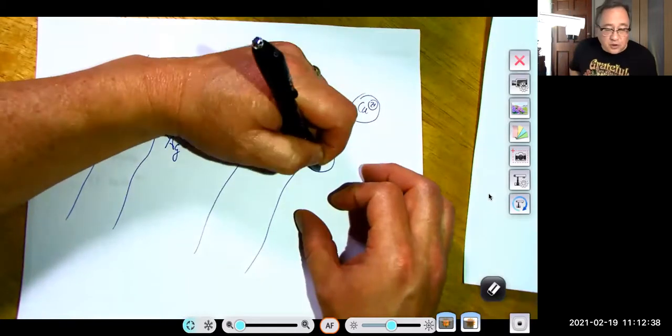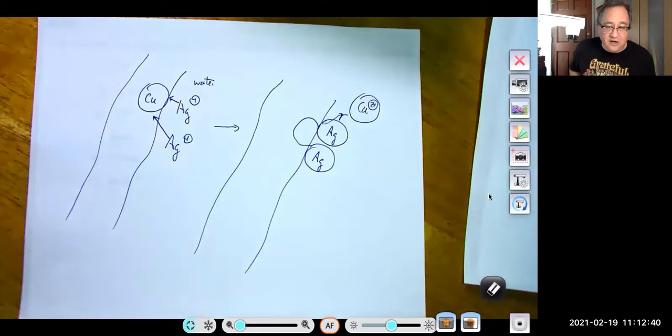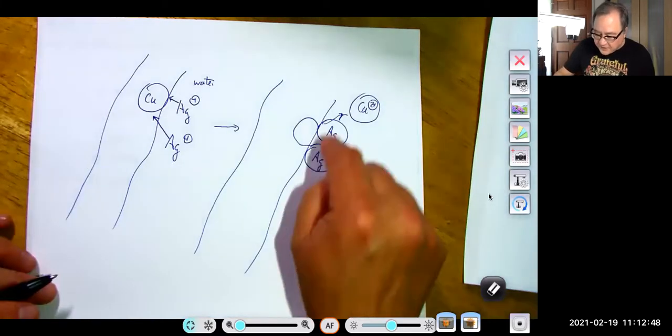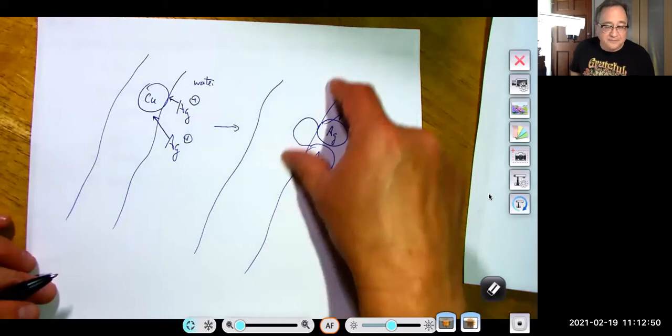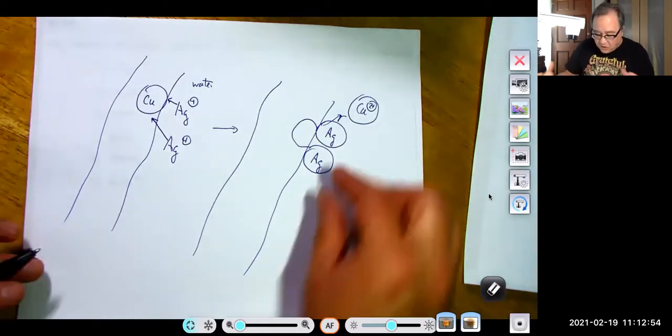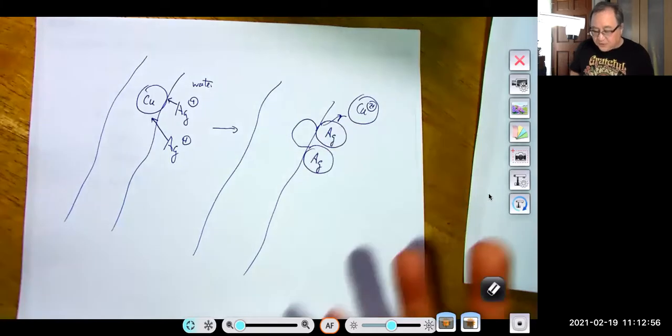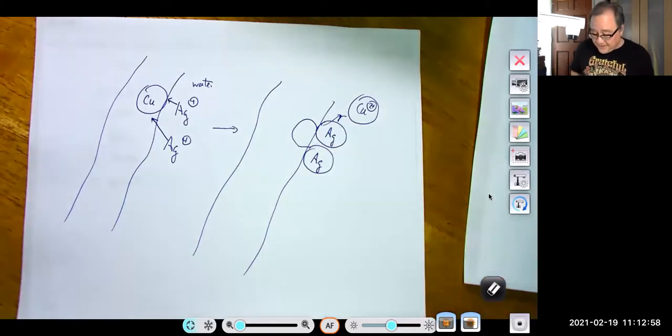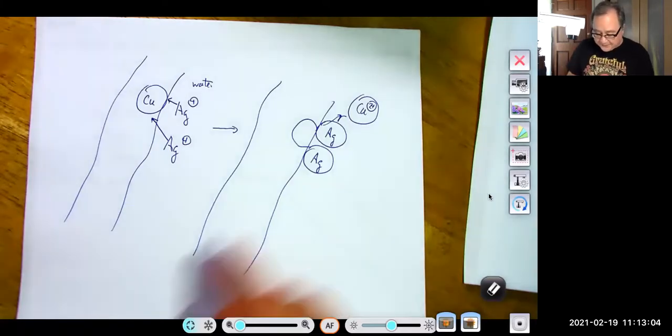It becomes neutral and it's no longer floating in water because it's a metal. Metals don't dissolve in water. So guess where these silver ions end up? They end up as silver atoms on the copper wire. And eventually the silver is going to be all over that copper wire and you won't even see the copper wire anymore. And eventually the copper wire will just dissolve into these copper ions.